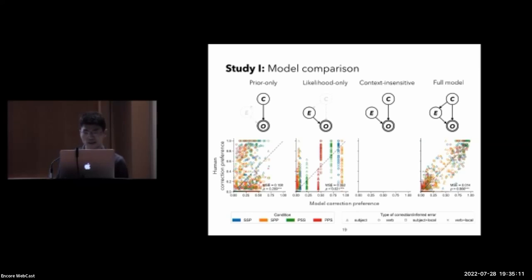The prior-only model and the likelihood-only models provide less good fits, as you can see, although they explained only part of the variance in the human behaviors. The context-insensitive model provides a better fit than the prior-only and likelihood-only models, but still worse than the full model in terms of the mean squared errors. And we also performed a likelihood ratio test, and the statistics suggest that we reject the context-insensitive model in favor of the full model, indicating that people's mental model of the errors is context dependent.